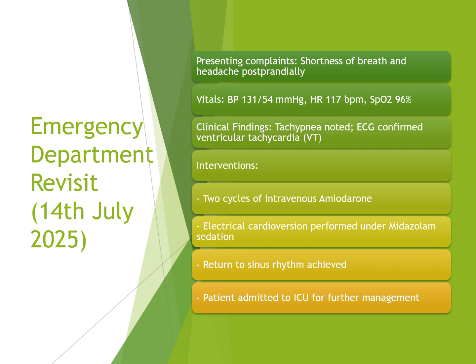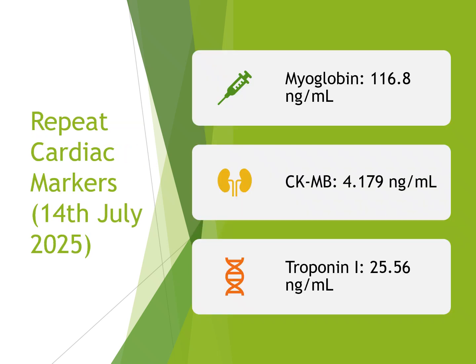So when we take note, these were the vitals. So the blood pressure was 131/54, the heart rate was 117, and the saturations were 96%. But he was still complaining of having breathing difficulties. Then they did a repeat of the cardiac markers. Of note, the myoglobin, CKMB, troponin I was still elevated. However, that was as a result of the previous injury that we already knew about.